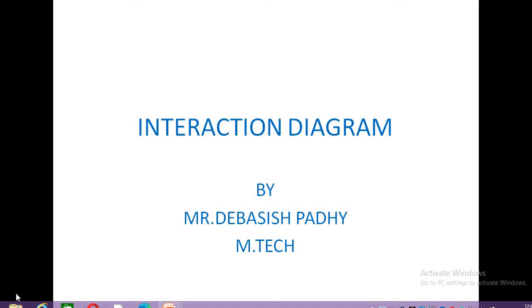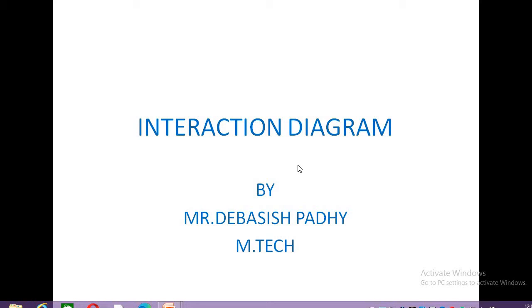Today we will discuss software engineering and today's topic will be interaction diagram. So what is basically interaction diagram? This is part of UML, Unified Modeling Language. In the last series we have already discussed class diagrams, and today we will discuss what is interaction diagram and types of interaction diagram.